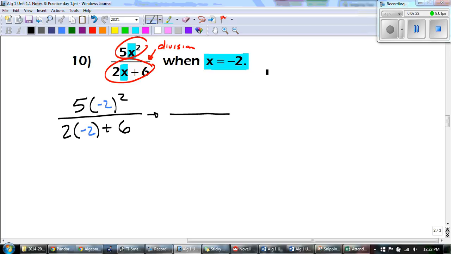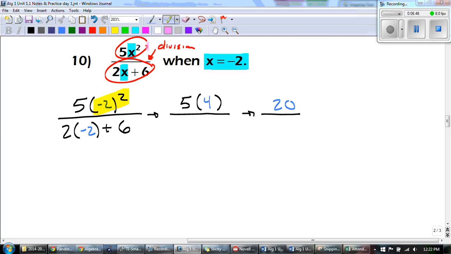So I'm just going to worry about the top first. On the top, I have 5 times negative 2 squared. Remember, exponents first, so negative 2 times negative 2 gives me a positive 4. And then 5 times 4 is 20.